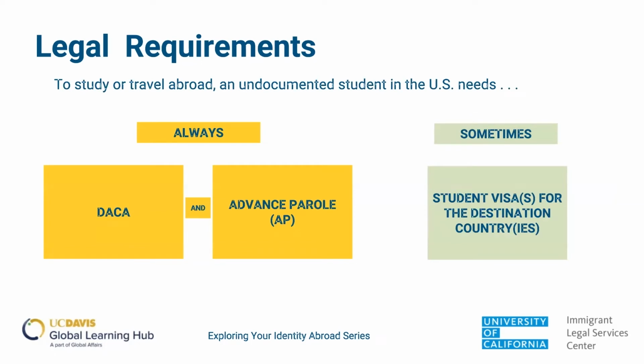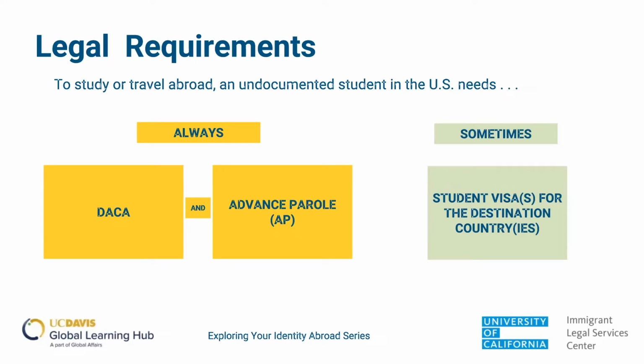Now, let's talk a little bit about what these requirements are for students who are undocumented. There are two requirements that are always needed to be able to travel and study abroad. And then there is another requirement that is sometimes needed. For an undocumented student to be able to travel and study abroad, you will always need a combination of both DACA and advanced parole. Sometimes you would also need a student visa for the destination country where you are considering studying abroad.